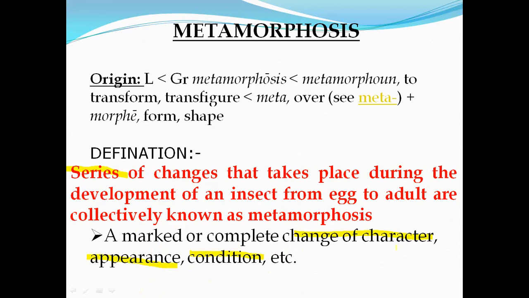This is one of the characters we learn in phylum Arthropoda. Insects perform metamorphosis. Meta means change, and morpho means change in form. It is a change in form, in shape, even in character and appearance. That is called metamorphosis.